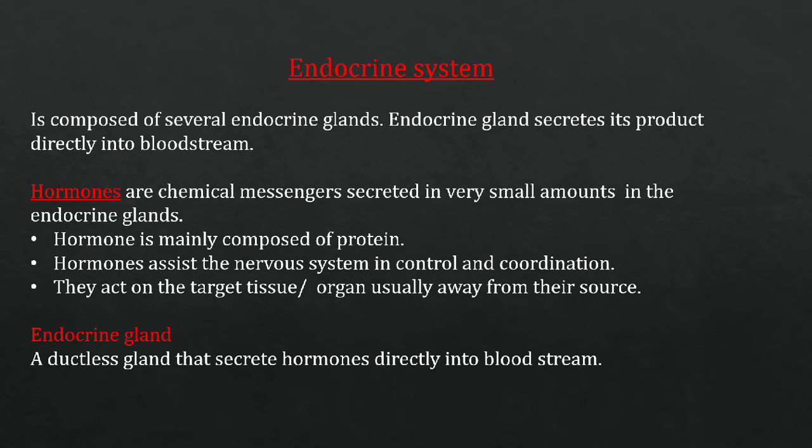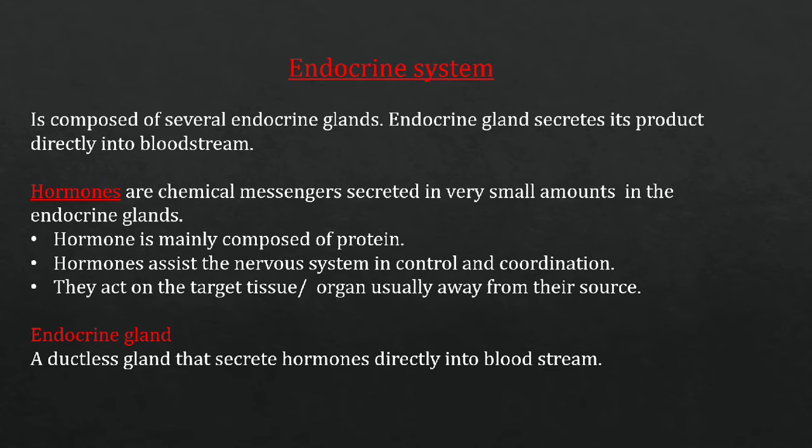The endocrine system is a chemical messenger system comprising a feedback loop of the hormones released by the internal glands of an organism directly into the circulatory system, or simply we can say it is composed of several endocrine glands. Endocrine glands secrete their products directly into the bloodstream. There are two types of glands, endocrine and exocrine. Endocrine glands are ductless and they secrete hormones directly into the bloodstream, while exocrine glands have a duct by which they secrete their products, for example the salivary gland.